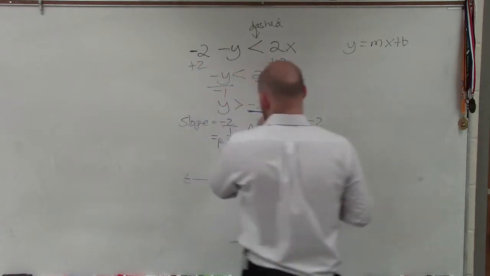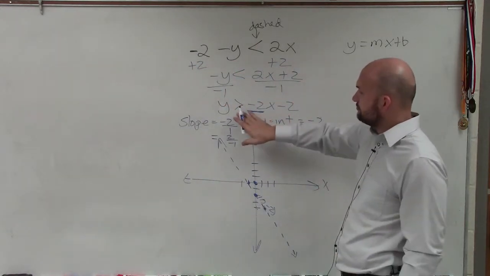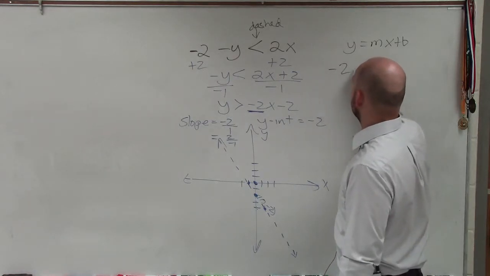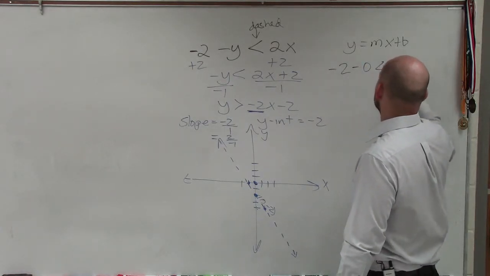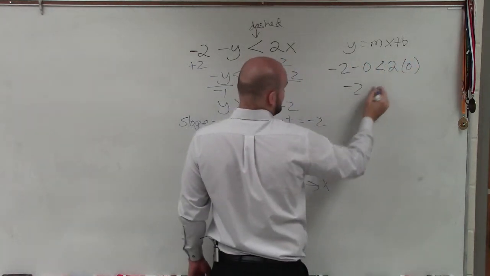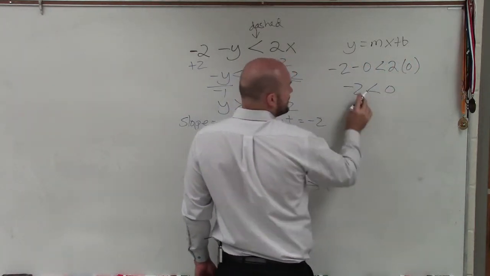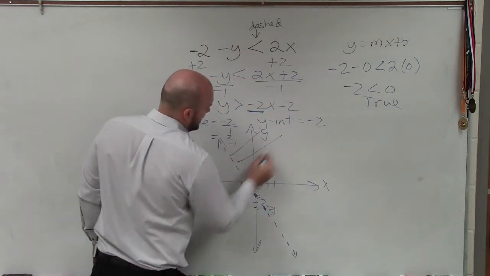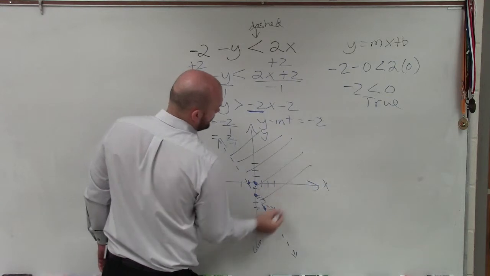So all I'm simply going to do is you can plug it into this equation, or you can plug it back into the original equation. So I have negative 2 minus 0 less than 2 times 0. Well, negative 2 minus 0 is just negative 2. 2 times 0 is 0. So that is true. Since that is true, we're going to shade towards our coordinate point.